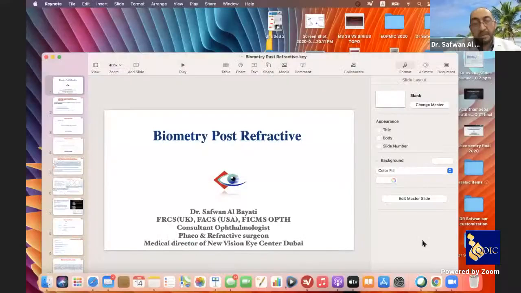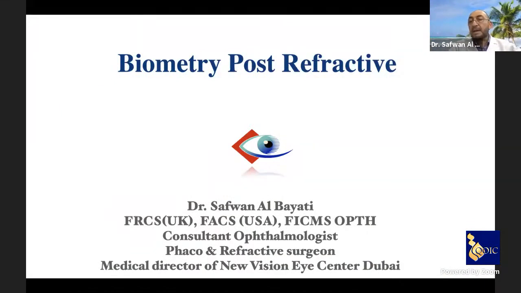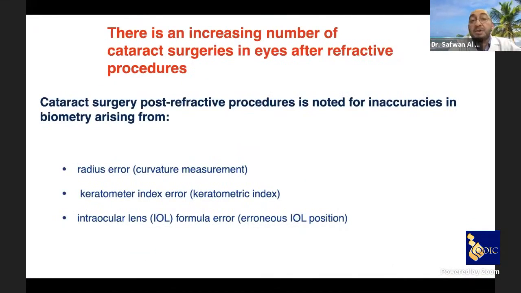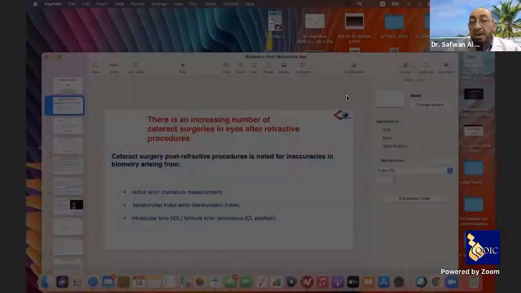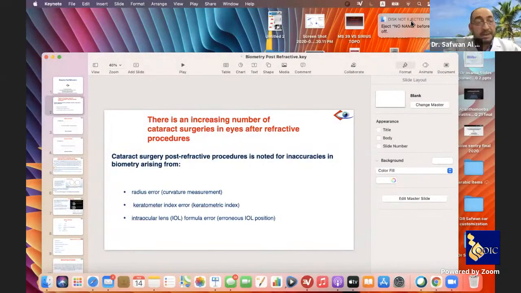I think it's time to share my presentation, and we will go through and look at what we have here. That's biometry post-refractive surgery. I think all of us agree that we have an increased number of cataract requirements after refractive procedures. Now, cataract surgery post-refractive procedure is noted for an increased number of biometry errors. I'm sorry for that.